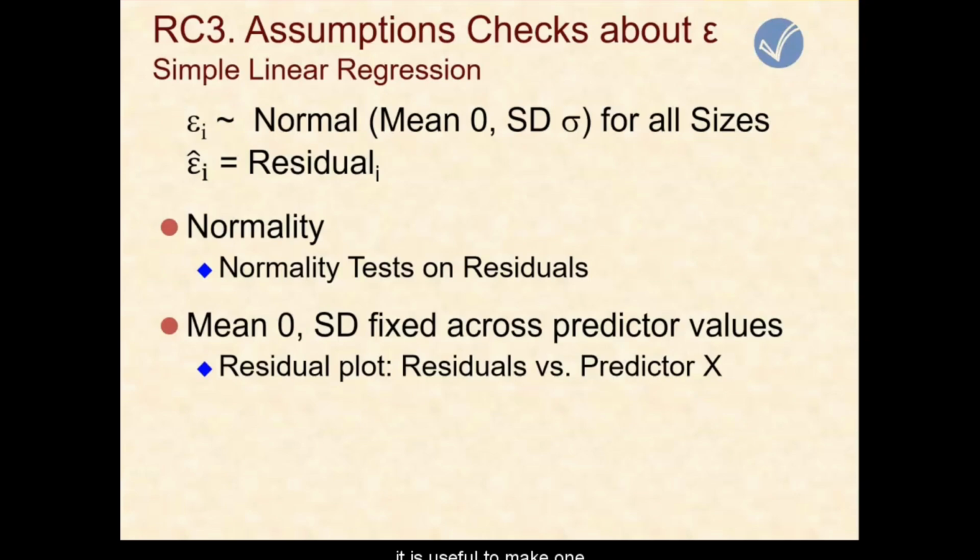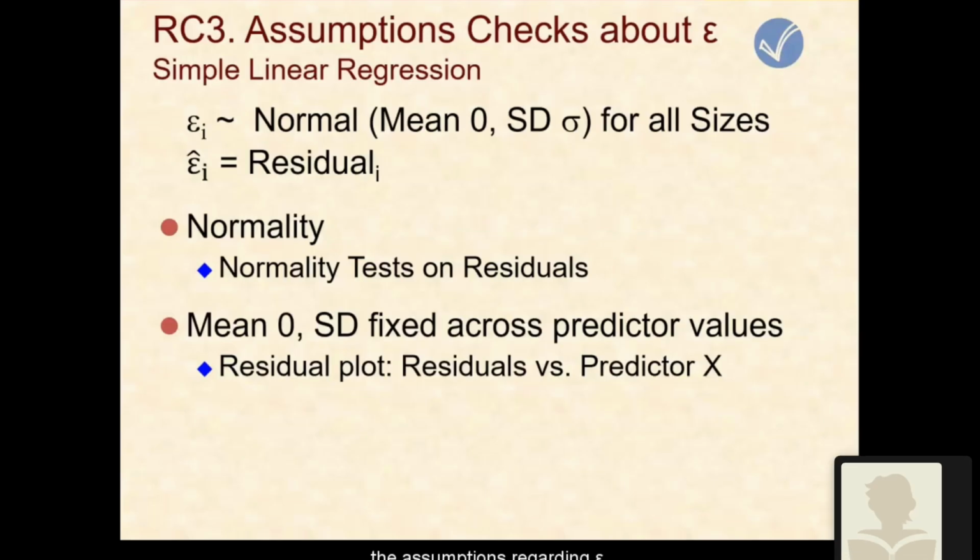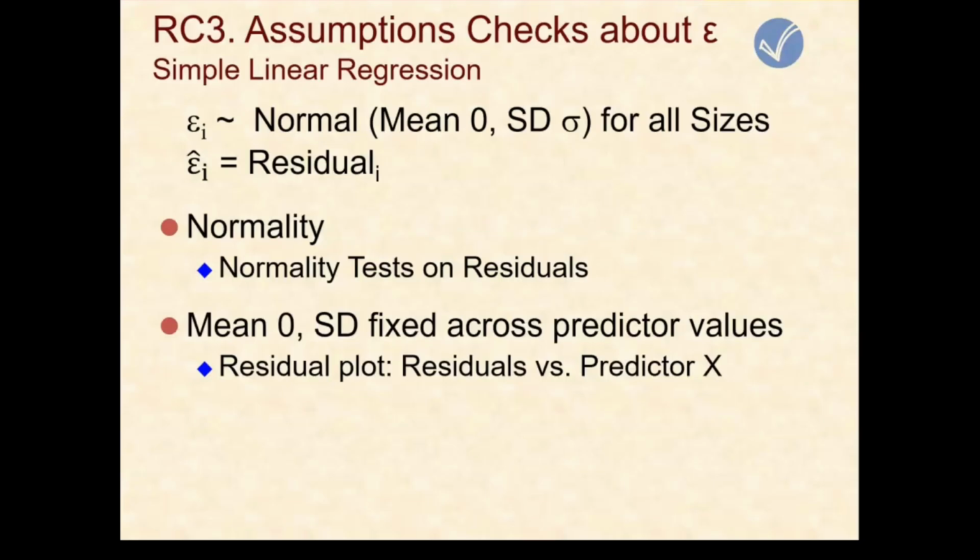In discussing assumption violations, it's useful to make one additional point. One of the good things about plots like this is that not only do they help us detect violations of assumptions, but also they provide guidance as to steps we can take to correct such violations. When we see a violation of the assumptions regarding epsilon, there usually is something we can do about it.